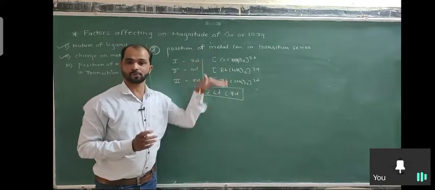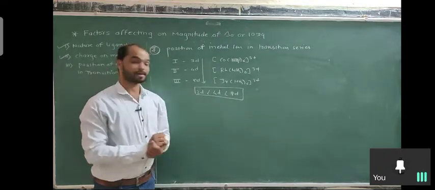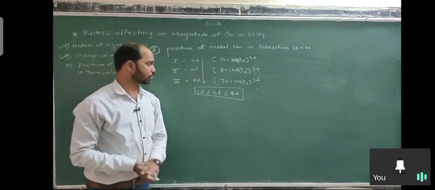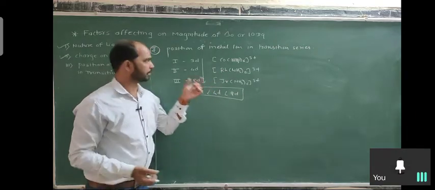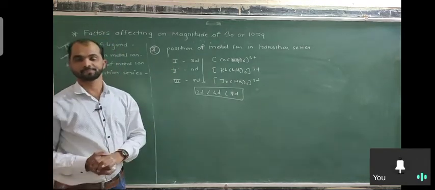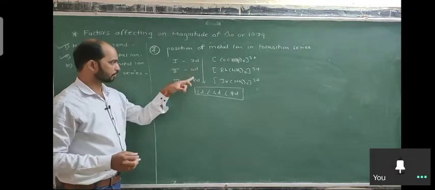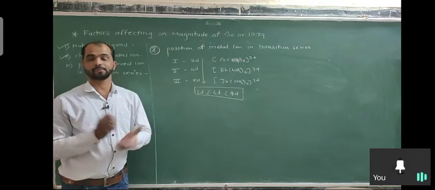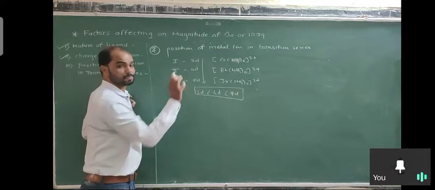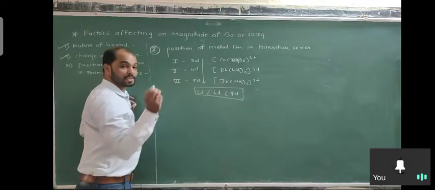So when we move from top to bottom within a group, the higher transition series metal ion will absorb at a higher absorption band, meaning it shows a higher 10Dq value. From first to second it increases by up to 30 to 40%, a 30 to 40% increase in the 10Dq value as compared to 3d. From second to third it increases by up to 20 to 30%.